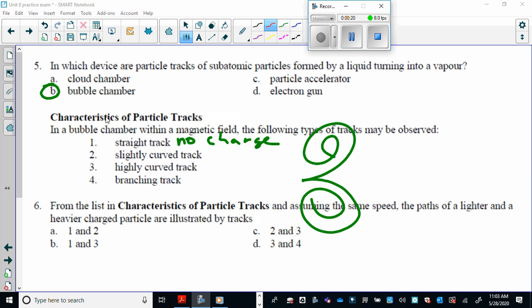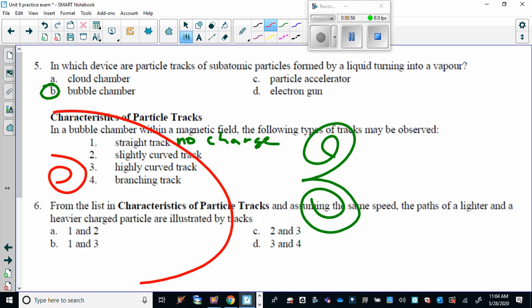Question 6 is based on this information up here. And we already said that in a bubble chamber or cloud chamber, if you have a straight track, there's no charge. If you have a slightly curved track, then the particle is charged. And if it's a highly curved track, then it's also charged. What's the difference between the slightly and the highly curved one? Well, if it's only curved slightly, then there's a good chance it has a very high mass or a greater mass. And if it curves greatly, like that, then it has less mass. If it only curves like that, then it has a bigger mass.